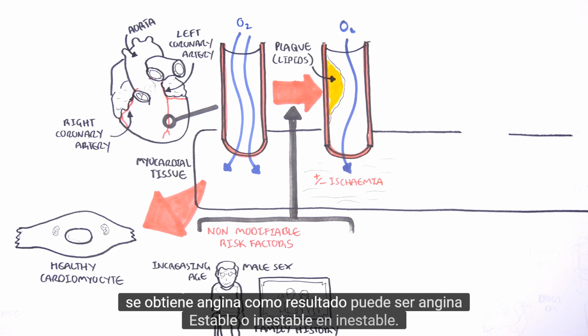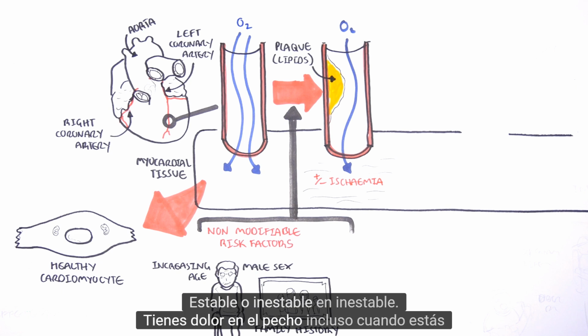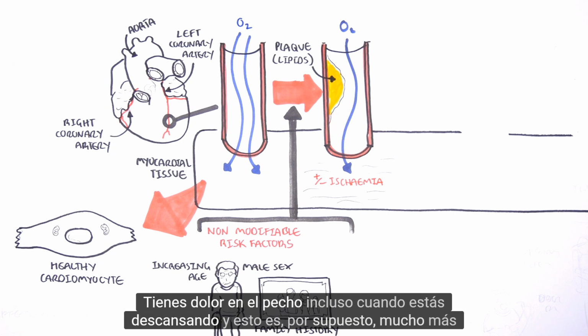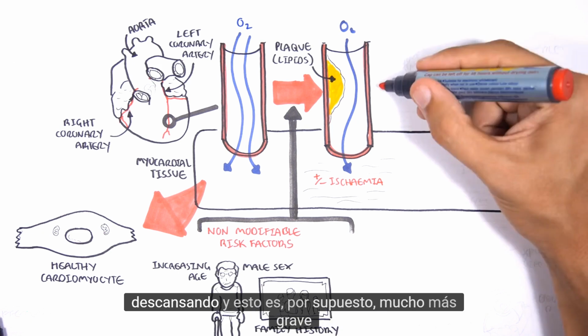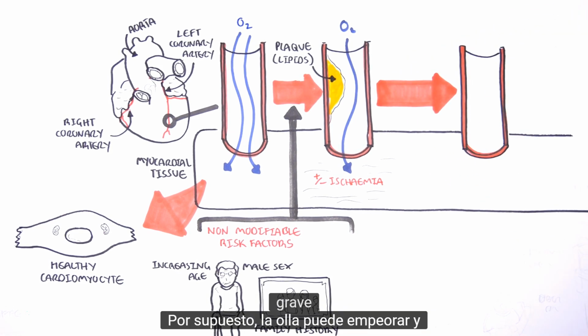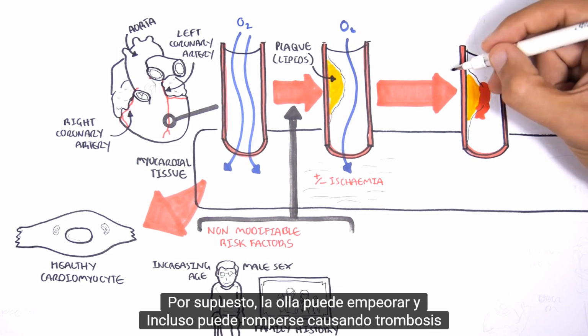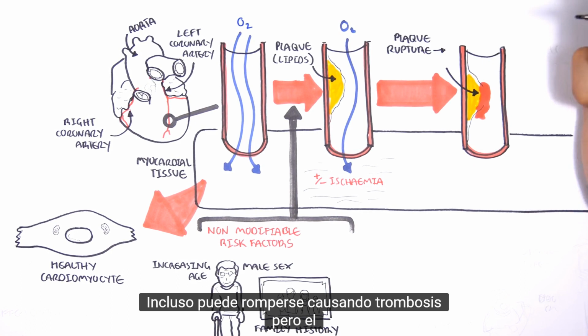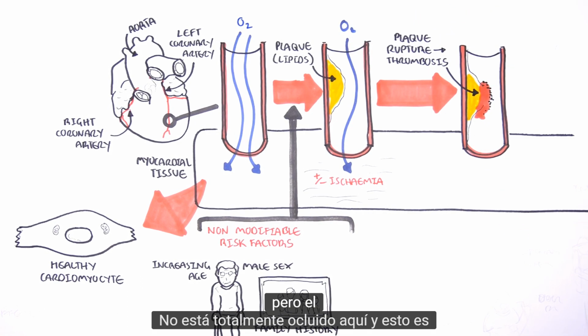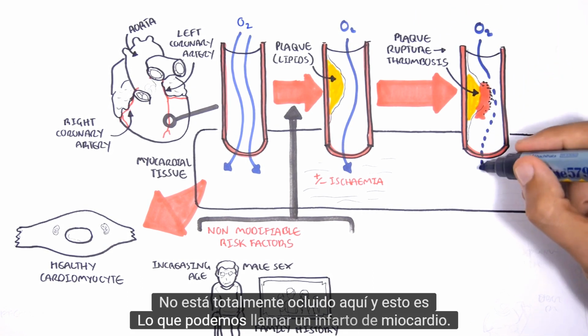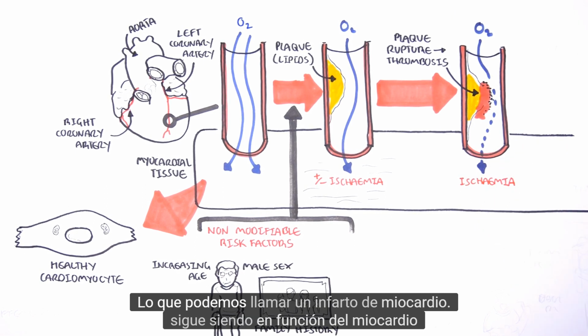Angina can be either stable or unstable. In unstable, you have chest pain even when you're resting. And this is, of course, a lot more serious. But, of course, the plaque can get worse, and it can even rupture, causing thrombosis. But the vessel is not totally occluded here. And this is what we can call a myocardial infarction still.